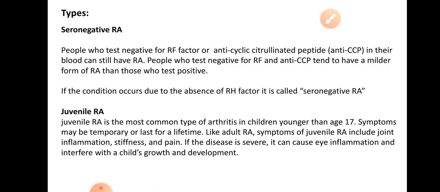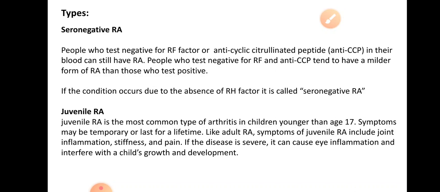Next is seronegative RA. People who test negative for RF factor or anti-cyclic citrullinated peptide in their blood can still have rheumatoid arthritis. People who test negative for RF and anti-CCP tend to have a milder form of RA than those who test positive. So, if the condition occurs due to the absence of RF factor, it is called seronegative RA.